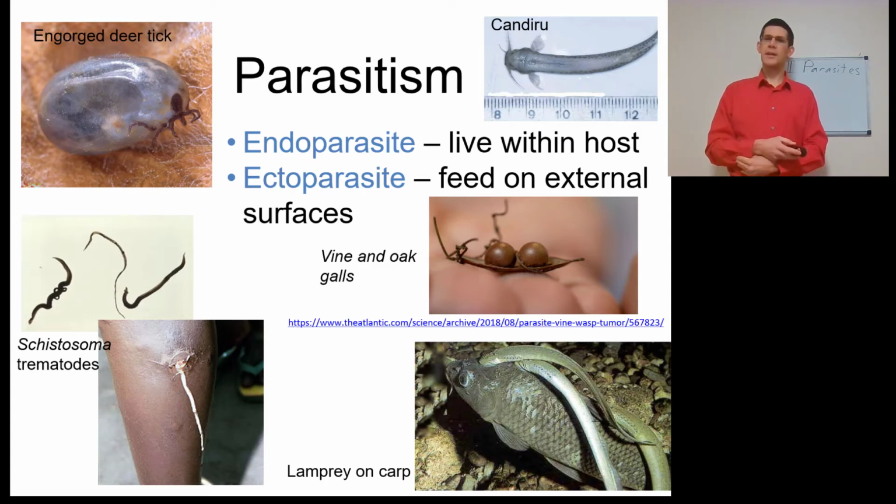Then we see this most intimate interaction between vines and oak galls. So these oak galls are caused by a small wasp, and the wasp will live inside the oak, causing the oak to actually provide more nutrients to the wasp in the form of this gall.